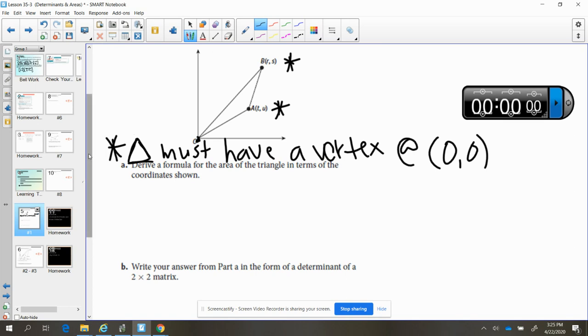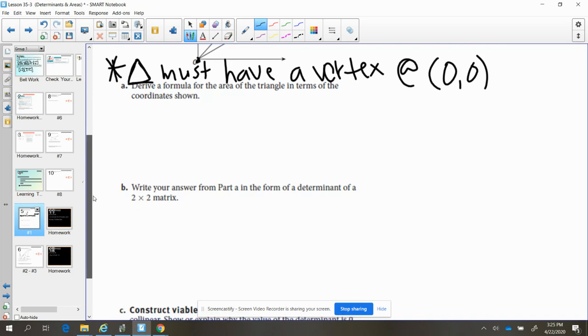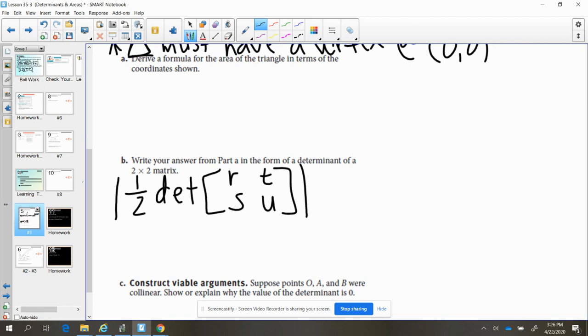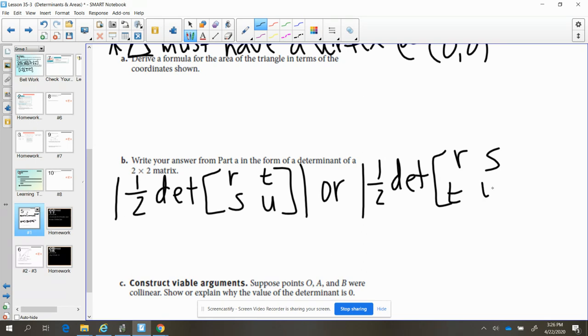The basic setup here: notice B is at R, S and A is at T, U. The basic setup we're going to use is 1/2 the absolute value of the determinant of these points, R, S, T, and U. Again, it's the absolute value because area is a positive number. Or you could set it up with rows instead of columns, R, comma, S, T, comma, U. Honestly, just for consistency's sake, I say we go with the first one to be careful.